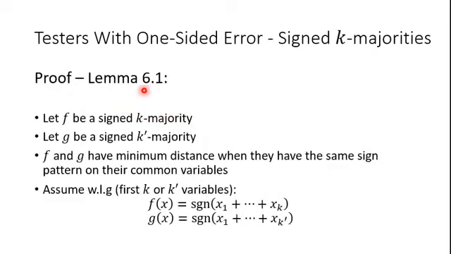So now we are ready to prove Lemma 6.1. So f will be a signed k majority, g will be a signed k prime majority, and we can notice that f and g have a minimum distance when they have the same sign pattern on the common variables that they share. So we will assume, for simplicity, without loss of generality, that f(x) and g(x) are the corresponding sign functions of the first k variables for f and the first k prime variables for g. Again, this is without loss of generality. It's just for our convenience.